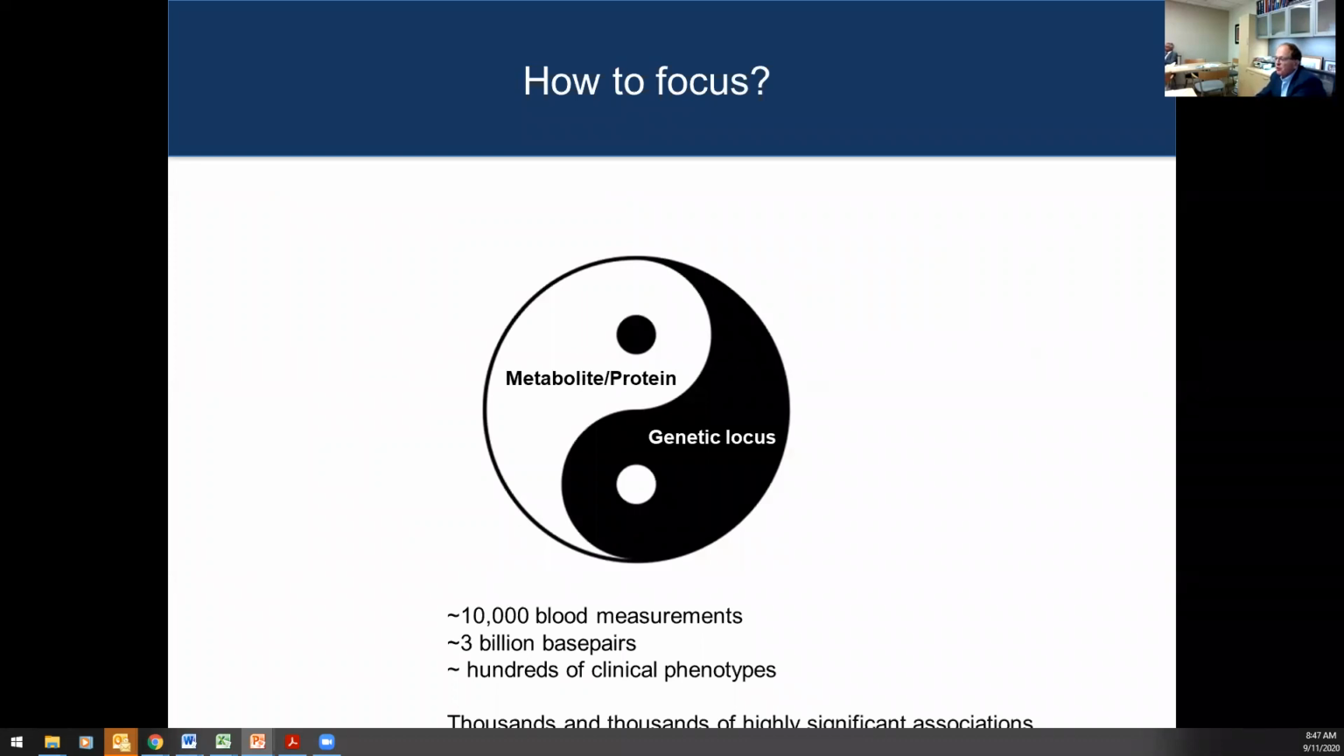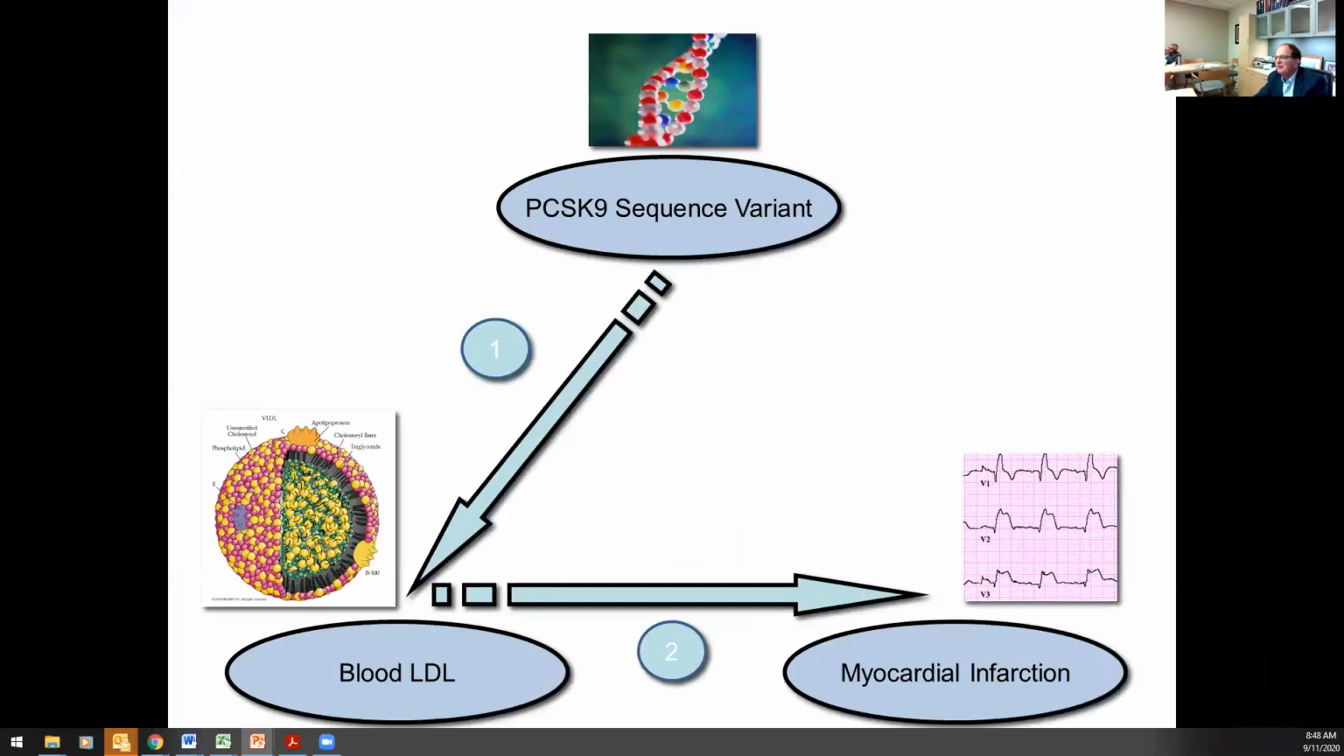They're a little bit of hardcore genetics, but I think it's important, and some of you have seen some of this, but it's important to say, how are we going to triage? How are we going to focus? We got 10,000 blood measurements. There are 3 billion base pairs in the human genome. We have hundreds and hundreds of clinical phenotypes. We already have thousands and thousands of highly significant associations. What's the general paradigm that we and several other groups are using to put all this information together?